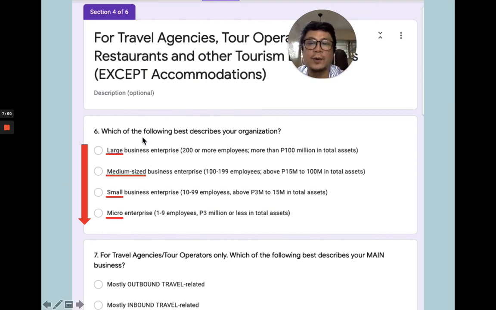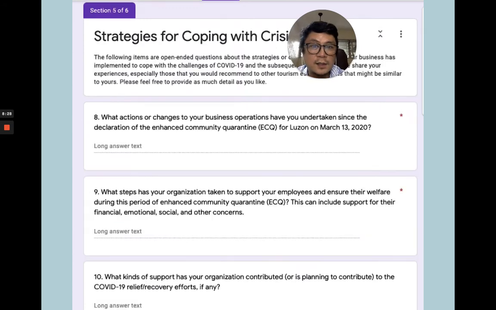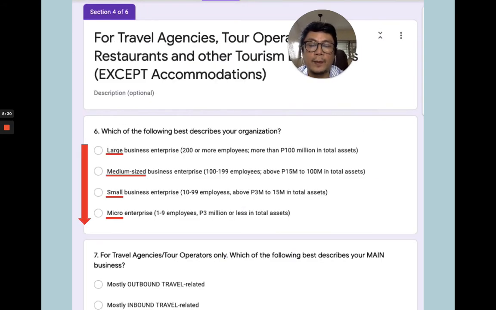But as you can see, large, medium, small, micro, there's a hierarchy, there's an order. It's listed from highest, most number of employees, 200 or more, 100 to 199, 10 to 99, 1 to 9. Or more than 100 million, above 15 million, above 3 million to 15 million, 3 million or less. So you can see that there's order. There is an arrangement from highest to lowest. So this is ordinal data.